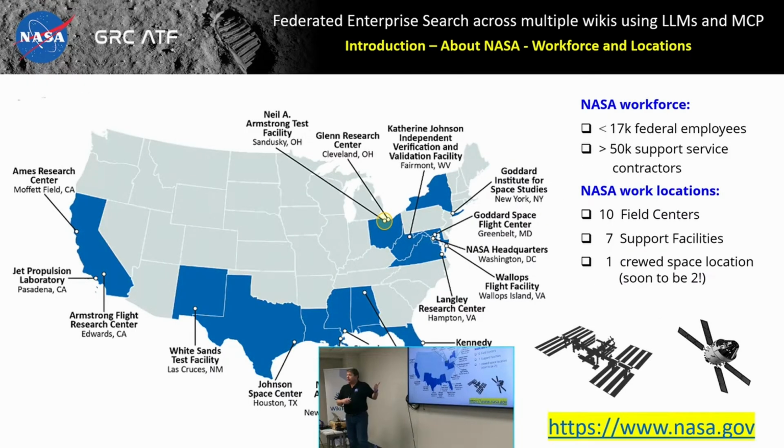This is a chart that you saw just a little bit ago. Just to orient everyone, I'm not speaking for the entire agency. I'm speaking for the Armstrong Test Facility in Sandusky, Ohio. The other locations represent different parts of NASA around the country.